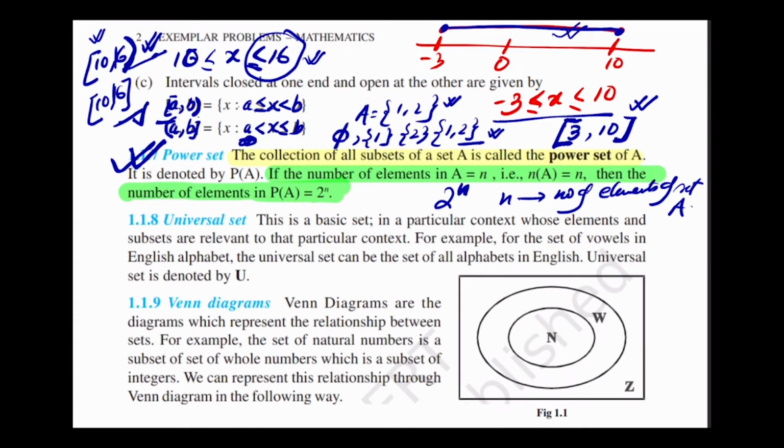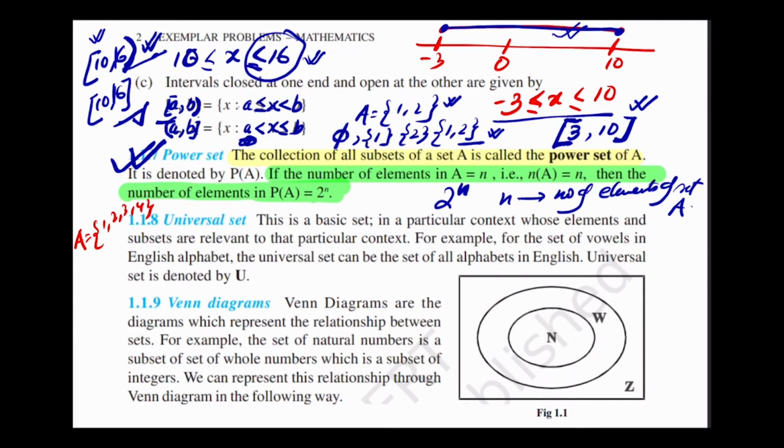Let's see a very small question. Do it fast. Pause the video. If A contains the elements 1, 2, 3, 4, what will be the total number of elements in the power set? Pause the video and write down your answer in the comment section.